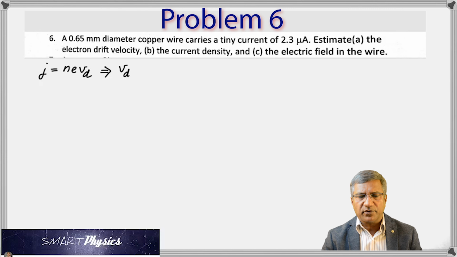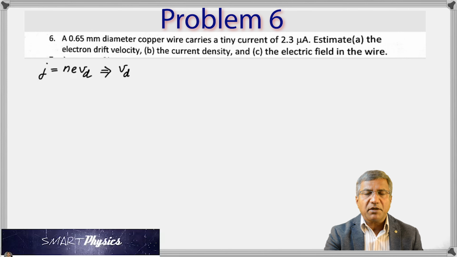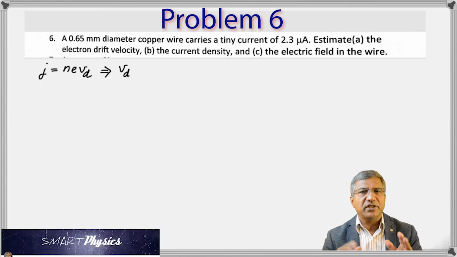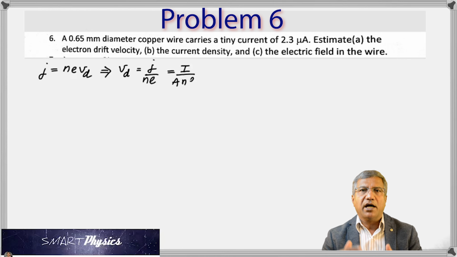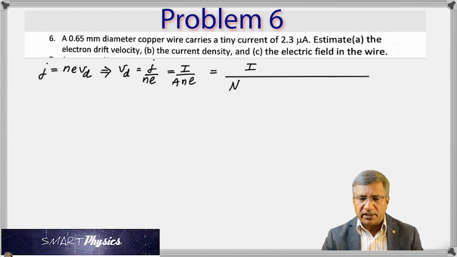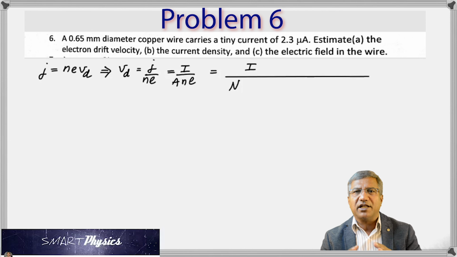So when we make the drift velocity the subject, and then remember that current density J is actually I by A. Current density is the current flowing through 1 meter squared. So first I put J, but then next I'm going to replace J by I by A. So I get I by A n e. So let's focus on the little n. What's n? Little n is the number of free electrons in 1 meter cube.